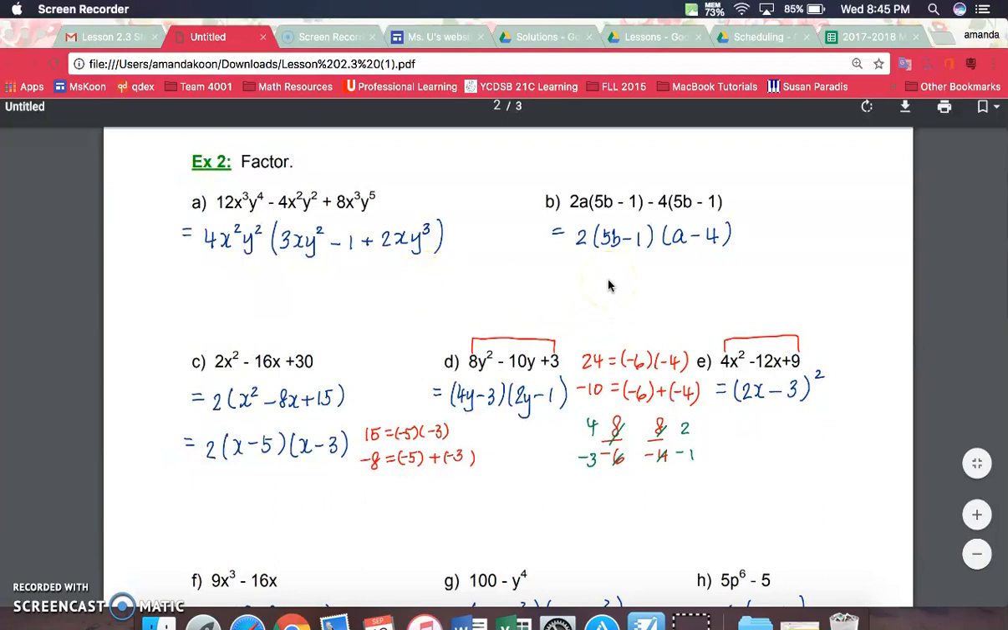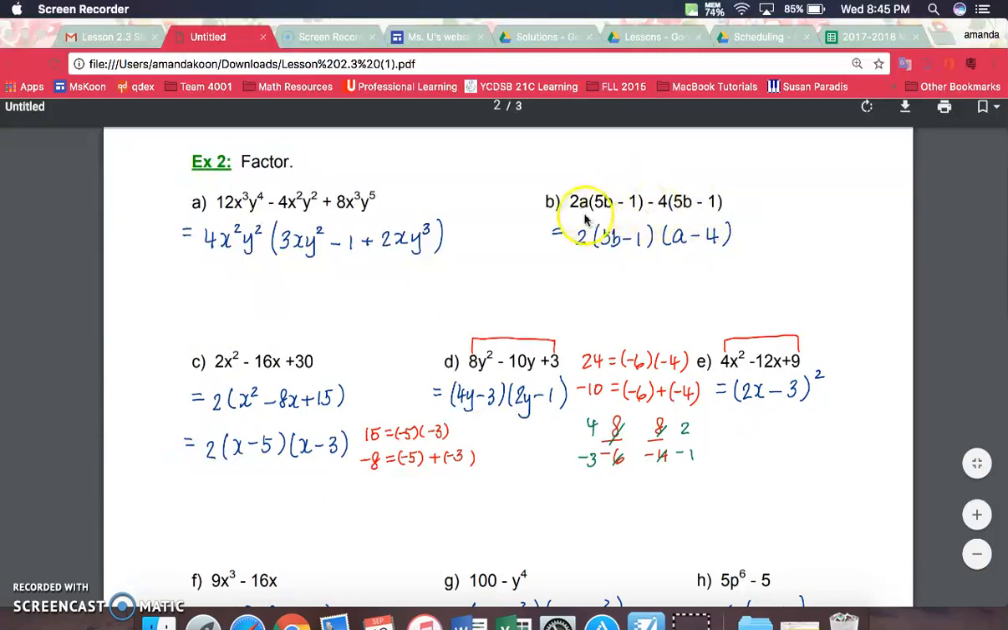Question B. 2a times (5b minus 1) minus 4 times (5b minus 1). You have one big term here, 2a times (5b minus 1), and the second term, negative 4 times (5b minus 1).